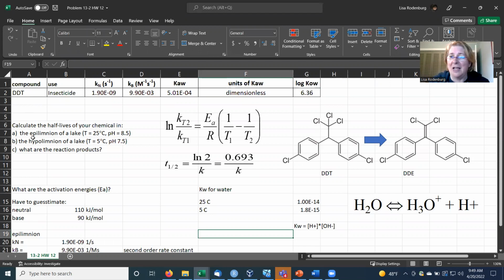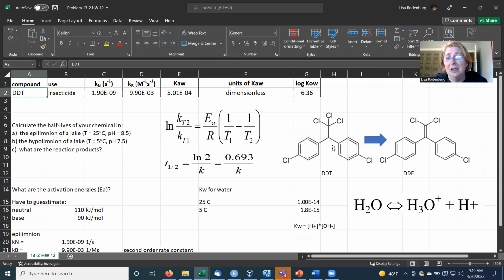And the fact that it has an epilimnion and a hypolimnion tells you that this lake is stratified, and that tells you that you're probably in the warm season. And then the question also is, what are the reaction products? So I've decided to use DDT for this example because I like DDT.